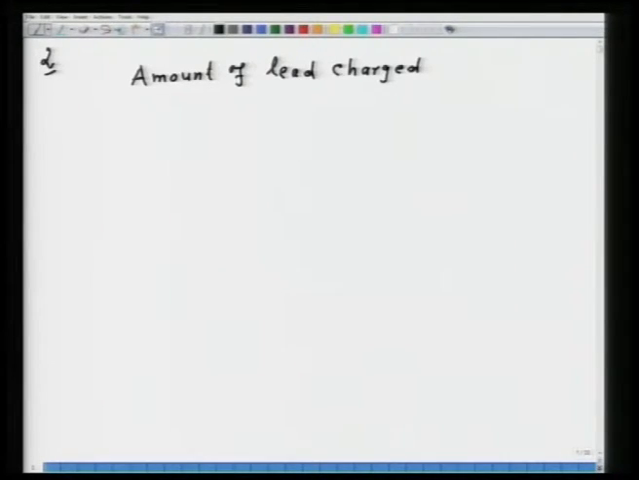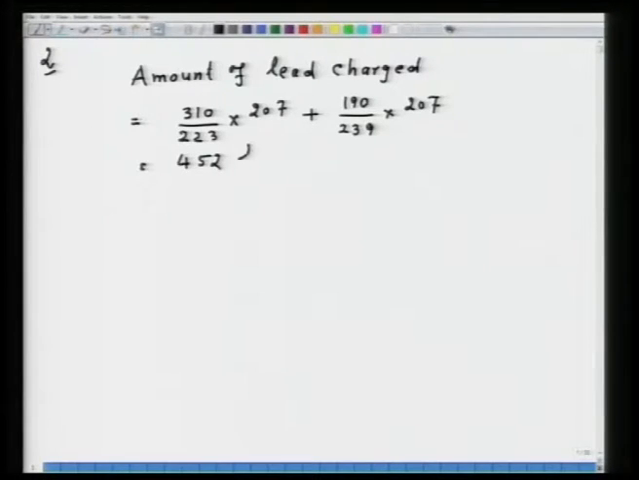So, amount of lead charge is equal to 310 upon 223 into 207, plus you have lead sulphide also, which is 19%. So, that is 190 upon 239 into 207. So, that makes around 452 kg of the lead which is being charged.